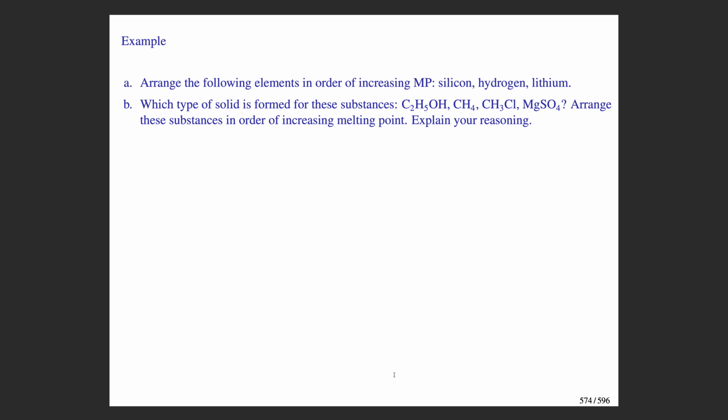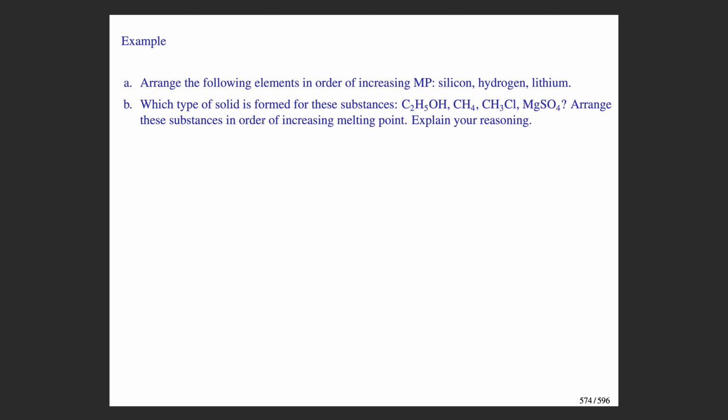For part B of this, which type of solid is formed from these substances? So we've got ethanol, which is an alcohol. This is a molecule, and so it's going to form a molecular solid, as is methane. Methane is going to form a molecular solid. This is methyl chloride. You see that it's all non-metal atoms, and so it's going to be a molecular solid as well. The magnesium sulfate, this is an ionic compound, right? It consists of magnesium cations and sulfate anions, and so it's ionic.